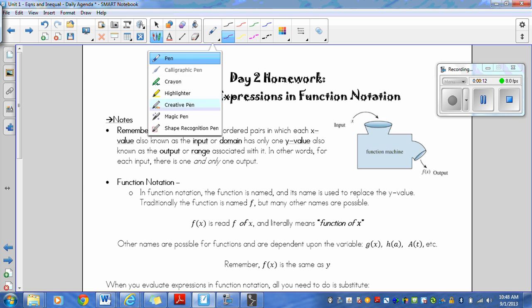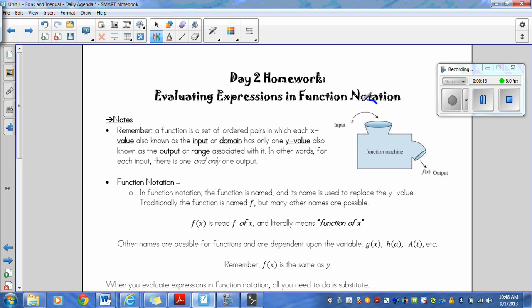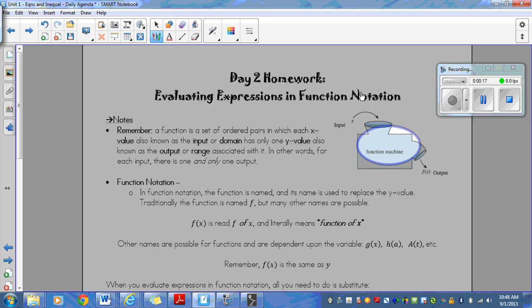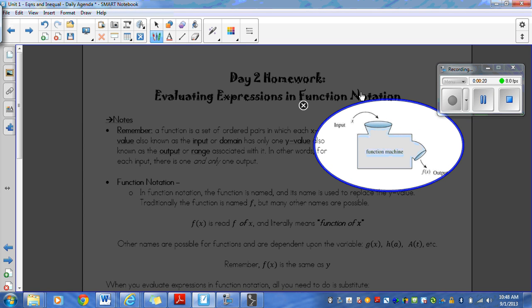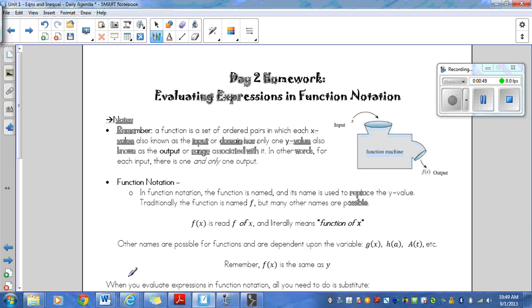A function in general, you can think of it as this function machine, where you input a value, and the function machine works, and then you get an output. Now the key is that for each input you put in, you can only get out one output. So if you put in a 1 and the machine spits out a 4, every single time you put in a 1, you have to get out a 4. If you put in a 1 and you get out some other number, it can't be a function anymore. That's the definition of function. For each input, you can only have one output.